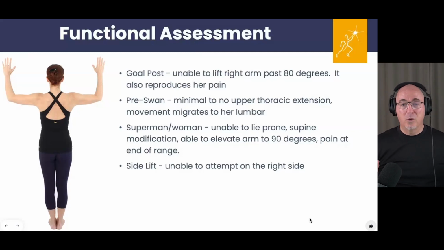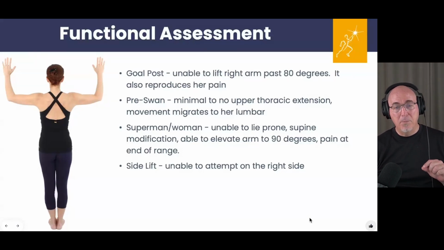Pre-swan: here we are with hands down on the ground trying to see if she has thoracic extension. Minimal to no upper thoracic extension. So this goes back to Stephen's question. If I can restore thoracic extension, it's going to be directly related to increasing mobility of that shoulder girdle, and it's going to relieve the stress and pressure on the glenohumeral joint.